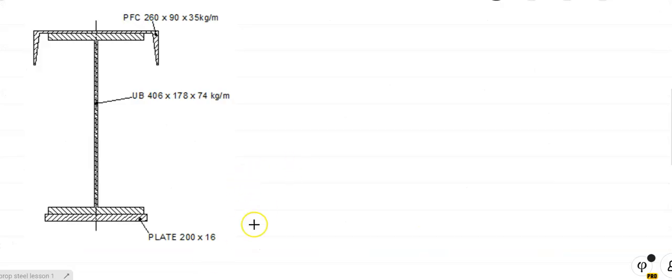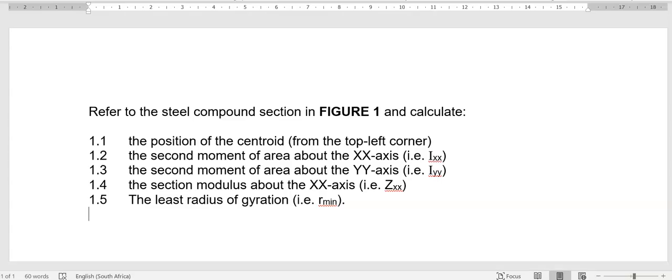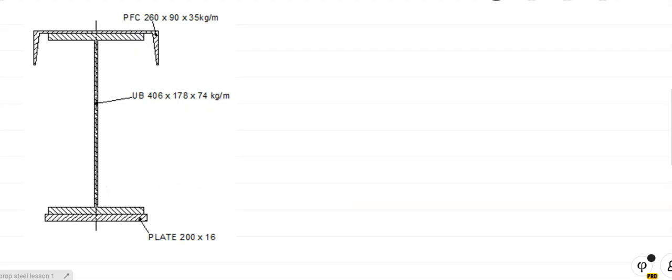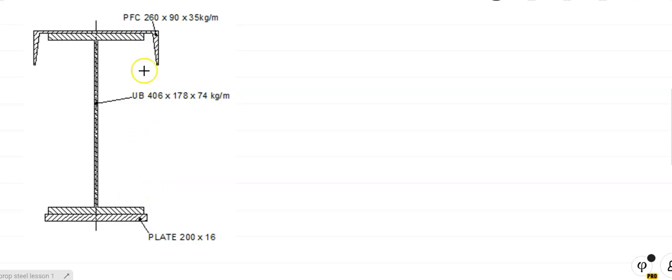Okay, people, first question. Refer to the steel compound section shown in figure 1. That's my figure 1 over there. We need to calculate the position of the centroid, and I'm specifying from the top left-hand corner of the section. So I'm saying work out Iyy and Ixx for that point down that way.